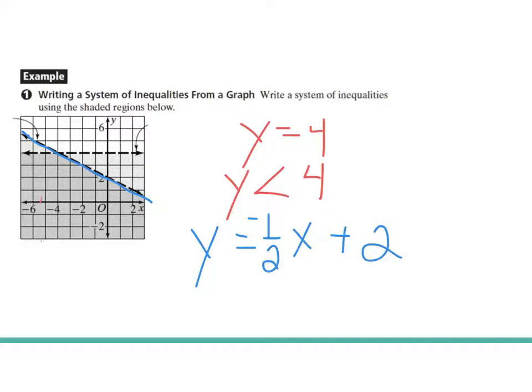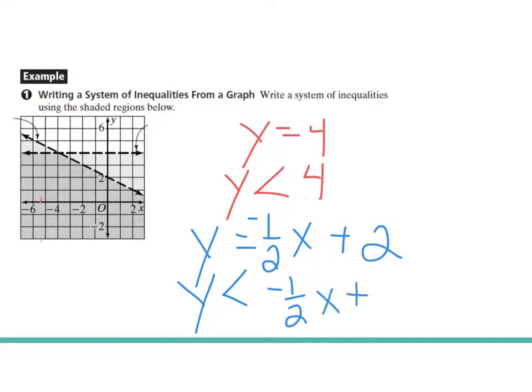I need to now turn that into an inequality. So that's going to be y. Again, is it less than or greater than? Think about that. And again, we've shaded below that line, the line that I'm erasing right now. So that's going to be a less than. I don't need to underline it because it's a dotted line. And then I just copy my equation again.